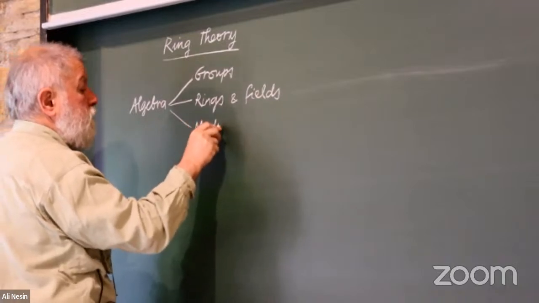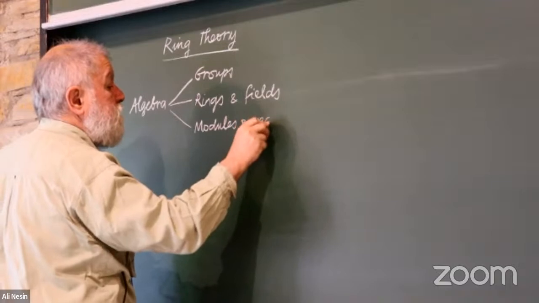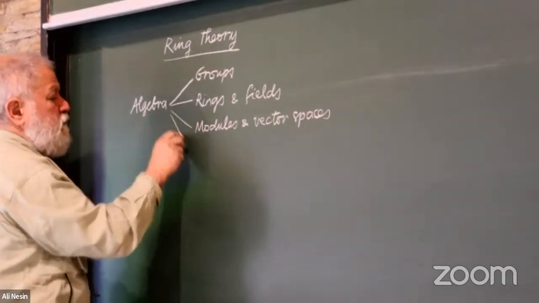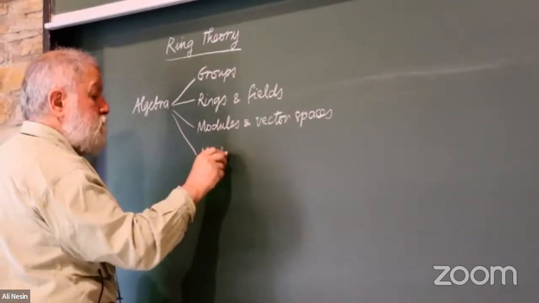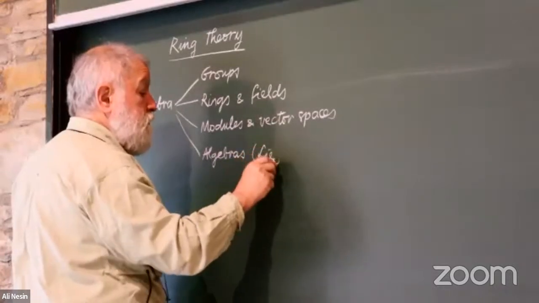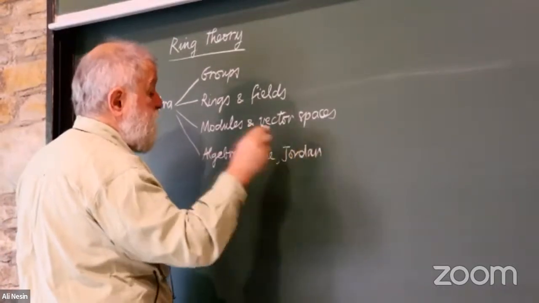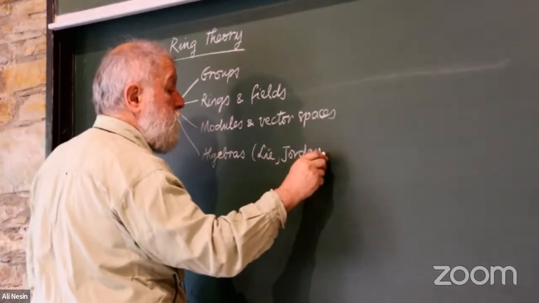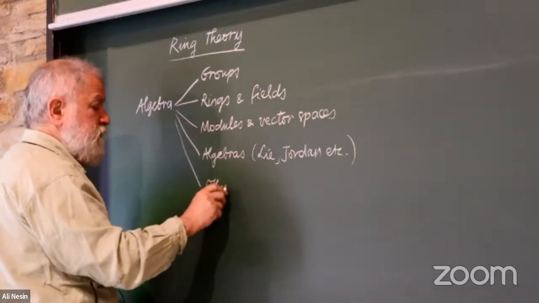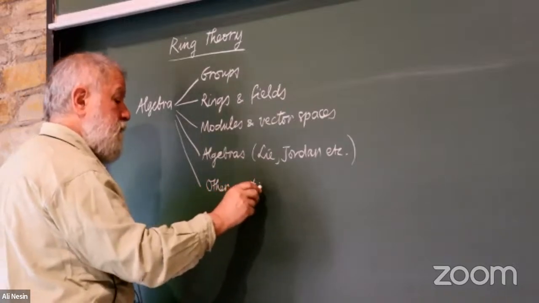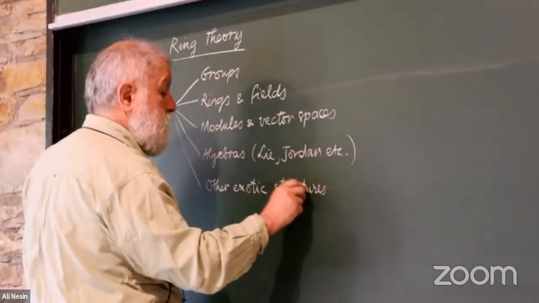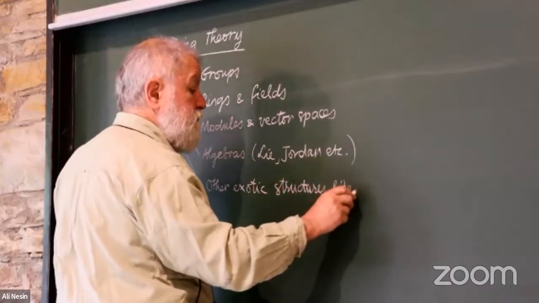Modules and vector spaces. And then we have other algebras, like Lie, Jordan, and standard algebras, etc. Of course, we have other subjects, but other exotic structures, like ternary rings and so on.